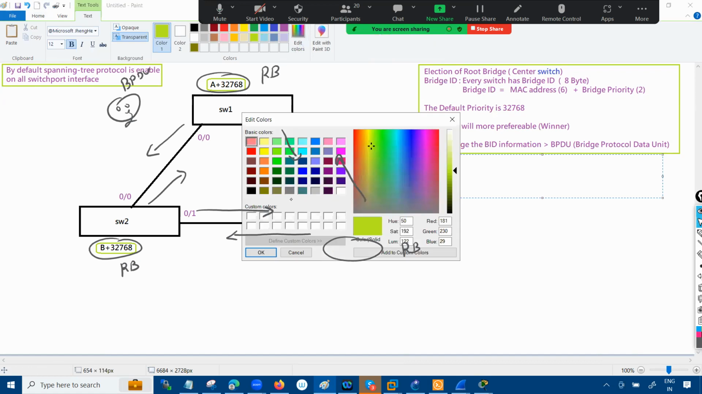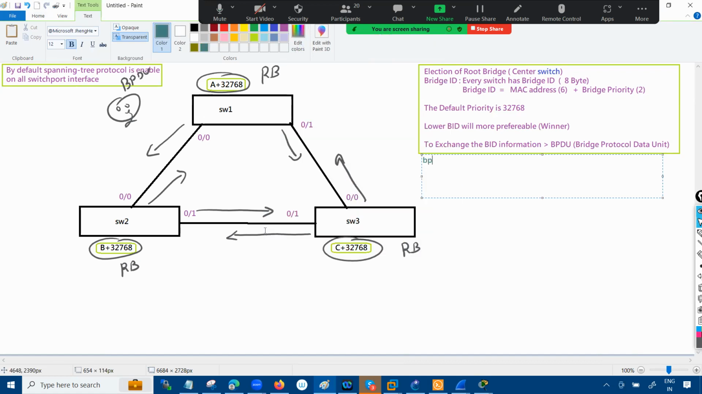BPDU is a packet. Bridge protocol data unit. It's a layer 2 packet that carries the bridge information. Again, bridge means what? I'm talking about the switch information. Whatever the information, they will carry that. They will carry information like bridge ID, root bridge information, and many more things. Right now, you don't need to focus on those things. Only focus on this part right now, bridge ID.